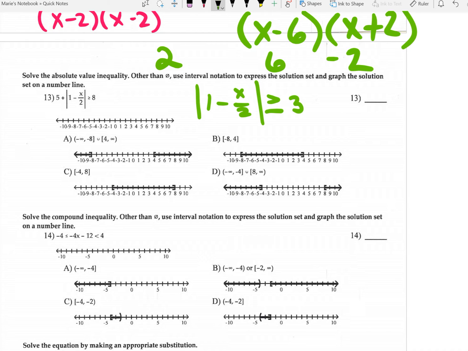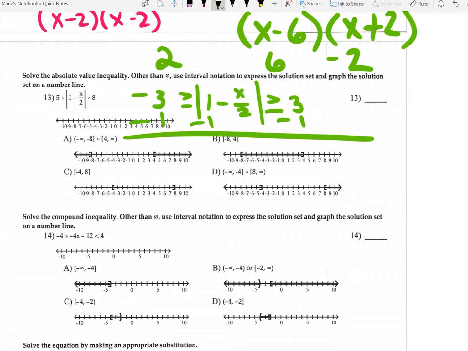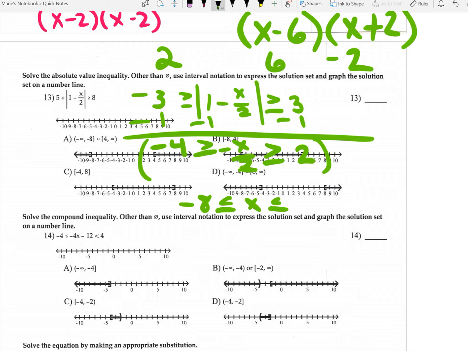Now, to get rid of that inequality, I'm going to have to match that with a negative on the other side of the equation. If I subtract 1 on all three sides, notice that my next equation will read negative 4 greater than or equal to x over 2 greater than or equal to 2. And so when I get rid of the 2, I'm going to multiply by 2 on both sides of the equation, actually negative 2 on both sides of the equation. And that's going to flip my inequality, and I'll end up with negative 8 less than or equal to x less than or equal to negative 4.